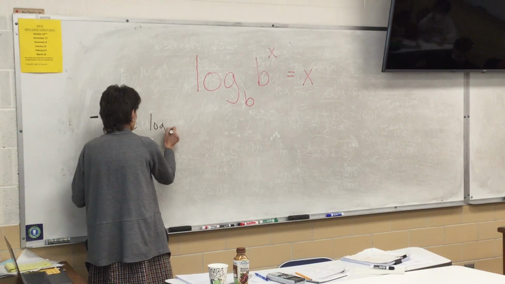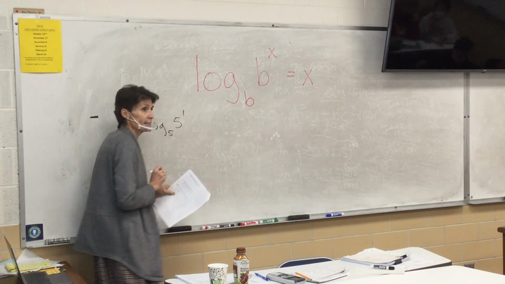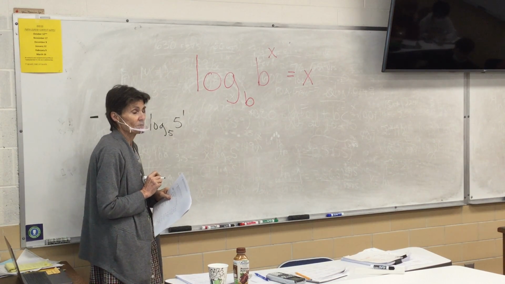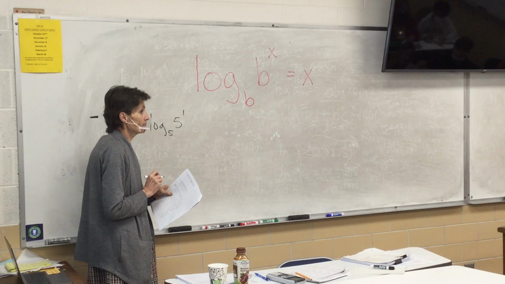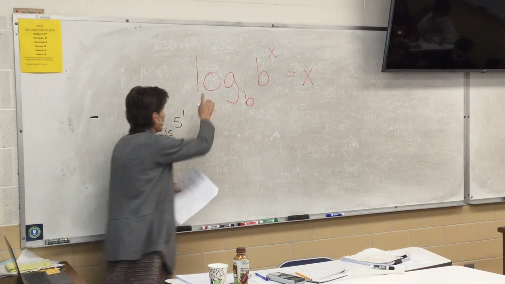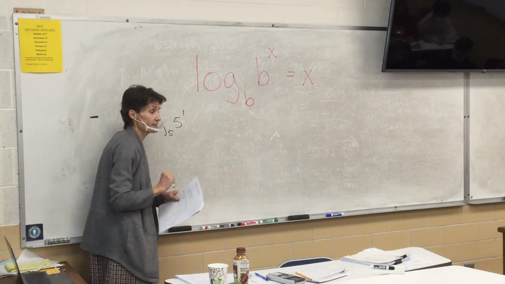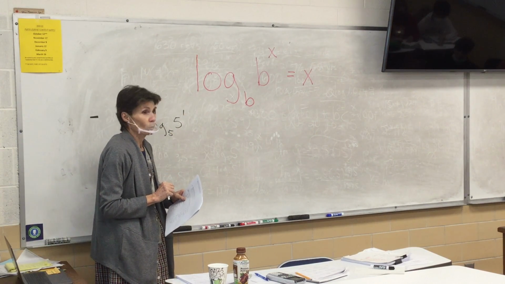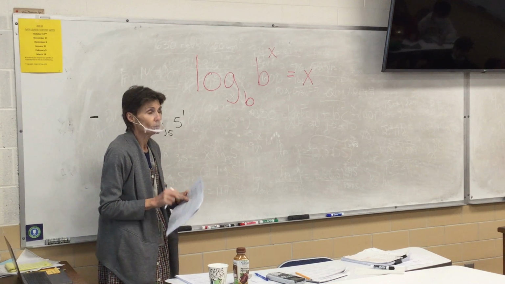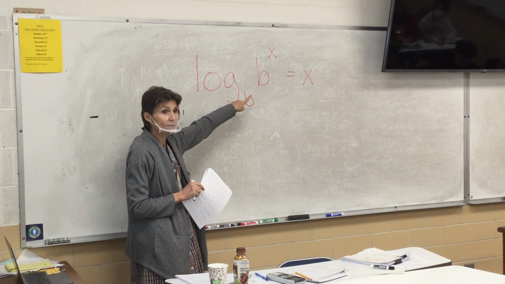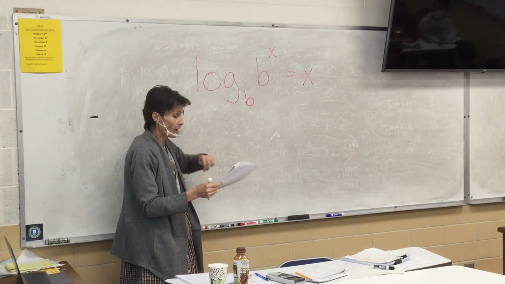Problem A says log base 5 of 5 to the first, doesn't it? So what's the answer? 1. Yep, the answer is 1, because the log base b of b to the x is x. So the log base 5 of 5 to the first is 1. There's no work to show, there's nothing to do. It's a property you memorize, and then you can do all these problems.